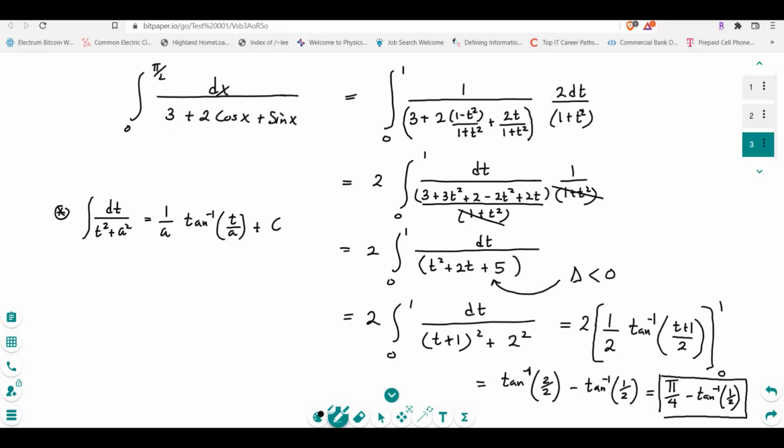If you want, you can get a numerical value by taking the numerical value of this inverse tangent function, but I'm going to keep it like this. So we have pi over 4 minus inverse tangent 1/2 as the answer for this integral. So this is how you do this problem.